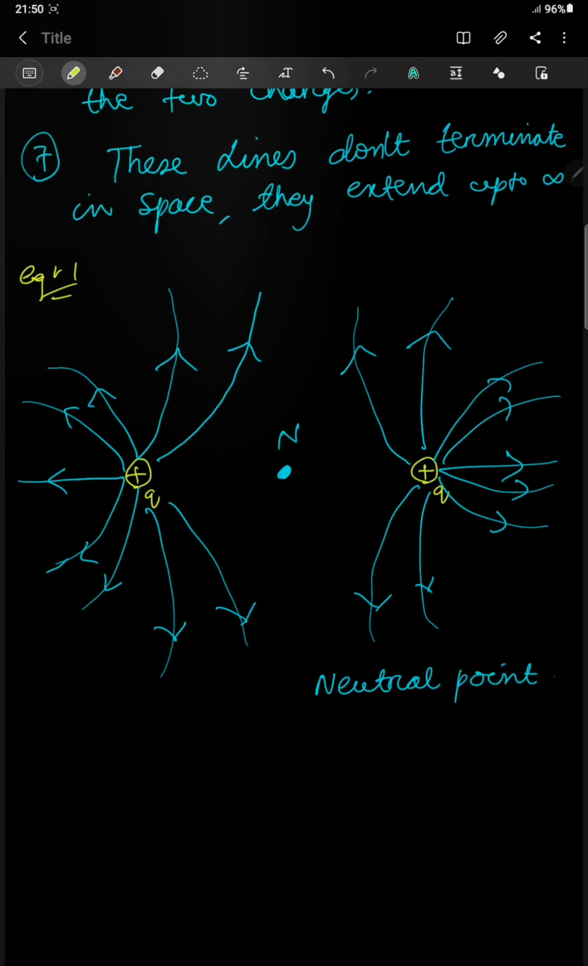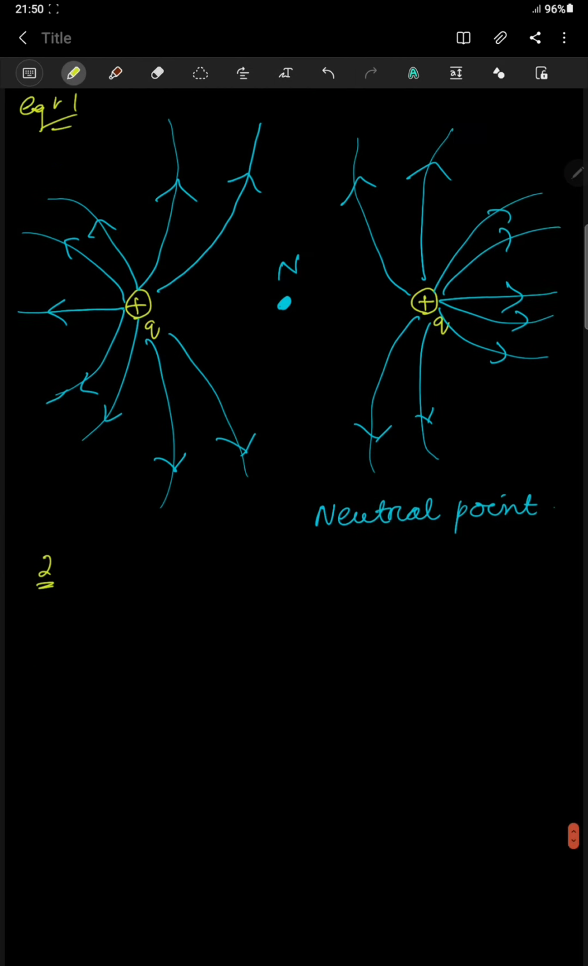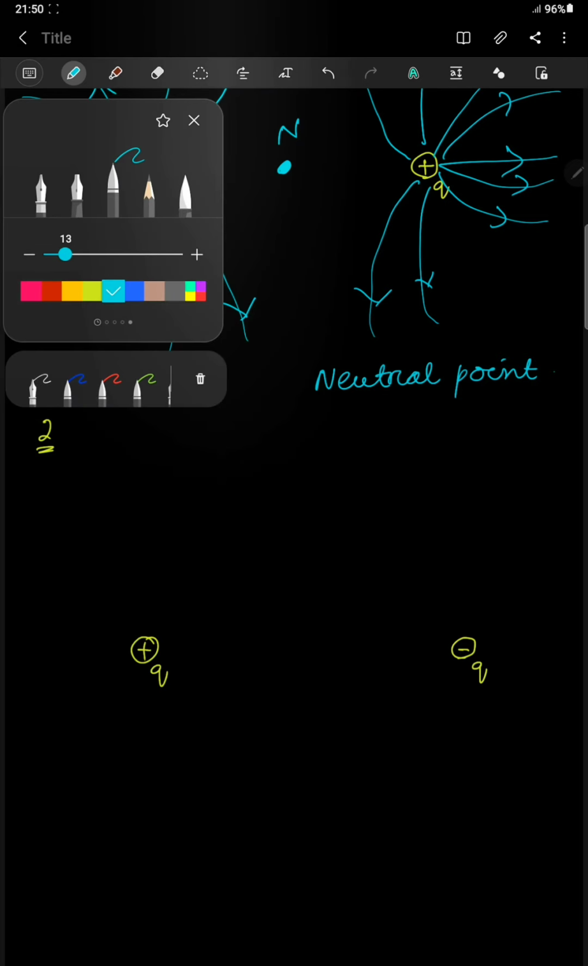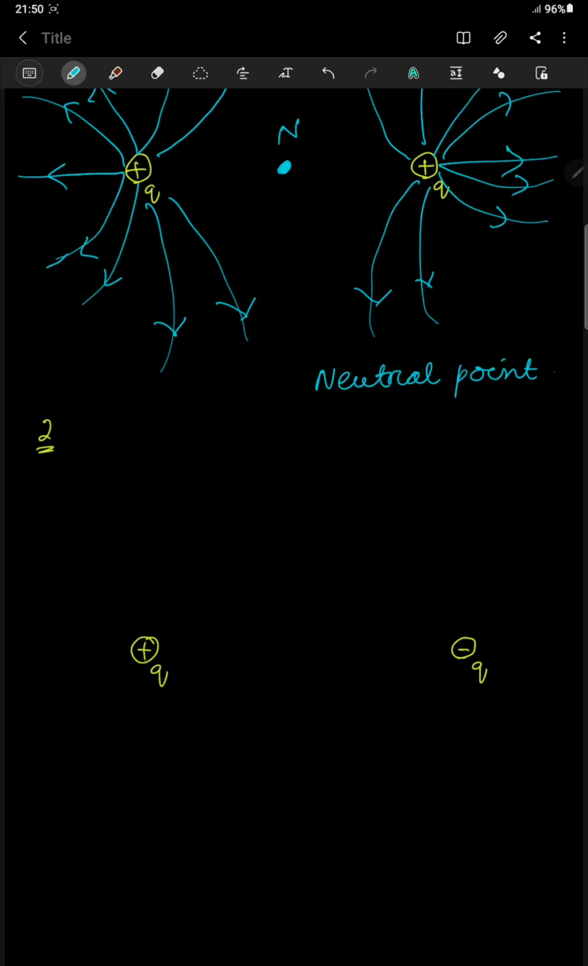Suppose another example, the second one, where the magnitudes of the charges are the same, but one is plus q and the other is minus q. The magnitude is the same but the sign is different. For that, first of all we draw a straight line so that we can draw symmetric lines. It will come out here, and this will enter. From plus to minus it will go in this manner. Now I have to draw some symmetric electric field lines. It will be like this.